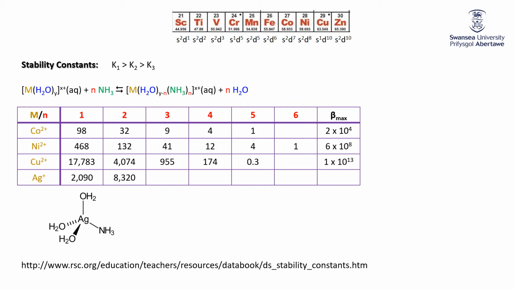Now this goes against the whole idea of just that statistical replacement of the waters by ammonia, and the reason for this is because the structure changes. You go from having a tetrahedral silver to a much nicer linear silver ammonia complex. Something we're going to see several times as we go through: a change in what you would expect in terms of the trend of the stability constants is indicative of some significant change happening in the molecule.